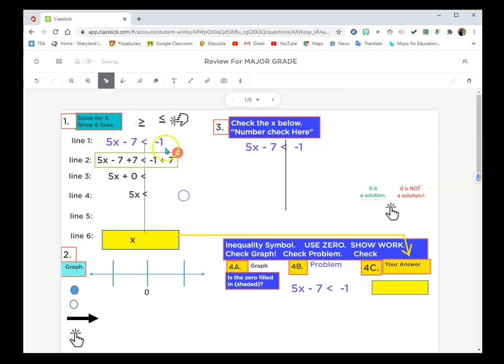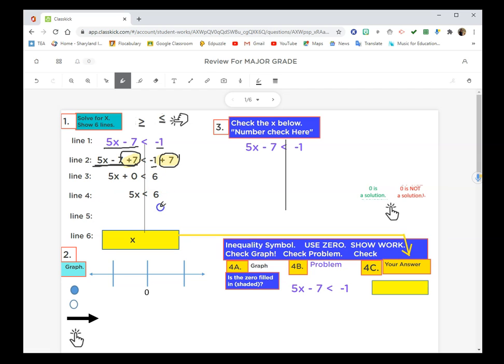And the next part, we're going to solve this right-hand side. This is the most missed part. -1 plus 7 is a positive 6. And then we're just going to retype that positive 6 down in line number 4. So just to review, we rewrote the problem. 5x minus 7 is less than -1. And then we added 7 to both sides. When we added 7 to the left-hand side, we ended up with 5x. When we added 7 to the right-hand side, we ended up with 6.